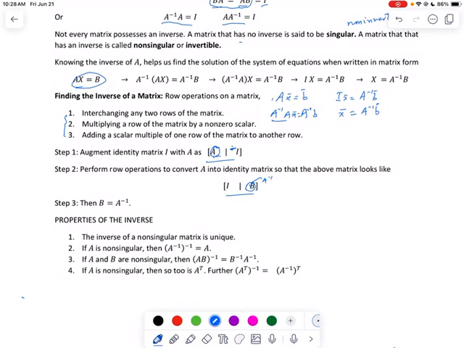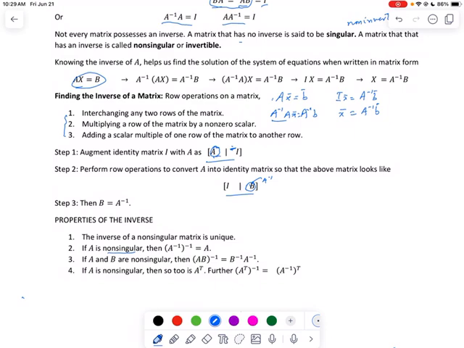Some properties of the inverse. One: the inverse of a non-singular matrix is unique. Now, inverses are always unique, no matter what thing we are talking about. Here we are talking about matrices, but the inverse of a number, the inverse of a vector, the inverse of any other thing that we will talk about is always unique. Two: if A is non-singular or invertible, then the inverse of A inverse is A. So if you take A inverse and then take the inverse of A inverse, we get back our matrix.